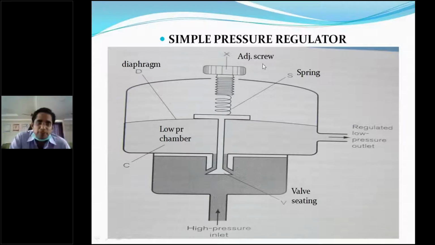And here upwards you have an adjustable screw with a spring. This spring pushes this valve downwards again when the required pressure has been attained, that is, when the higher pressure acting over a smaller area equals the lower pressure acting over a larger area. So this pressure has been regulated to the lower pressure outlet, and from here the low pressure goes to the patient. This is how a simple pressure regulator works.